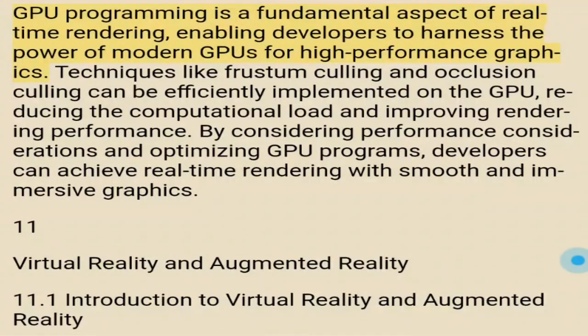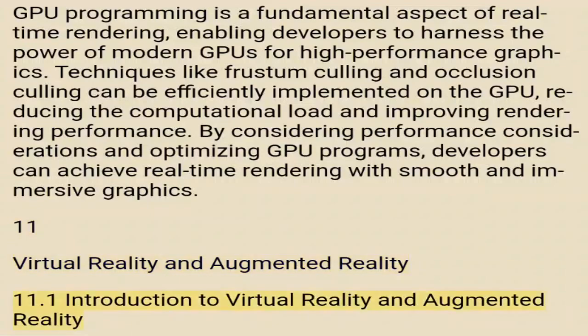Conclusion. GPU programming is a fundamental aspect of real-time rendering, enabling developers to harness the power of modern GPUs for high-performance graphics. Techniques like frustum culling and occlusion culling can be efficiently implemented on the GPU, reducing the computational load and improving rendering performance. By considering performance considerations and optimizing GPU programs, developers can achieve real-time rendering with smooth and immersive graphics.